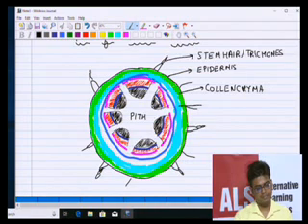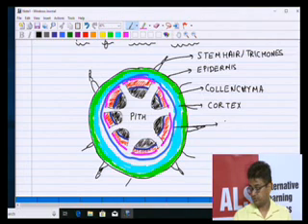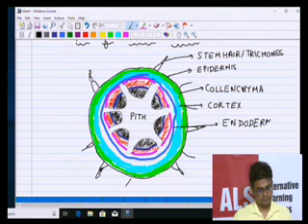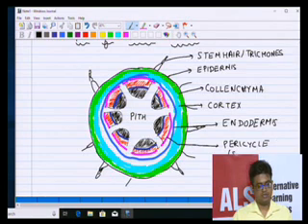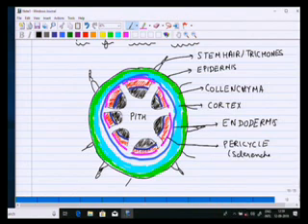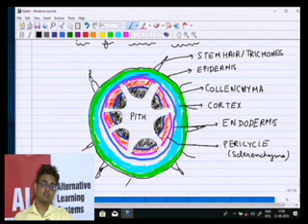Collenchyma is done. Then there is the cortex. This is the part, what is it called? Yeah, endodermis. This is the pericycle, and pericycle is made up of sclerenchyma. In the root, it was made up of parenchymatous cells. Here it is made up of sclerenchyma cells. So there is a difference.